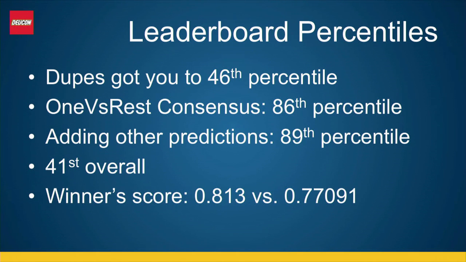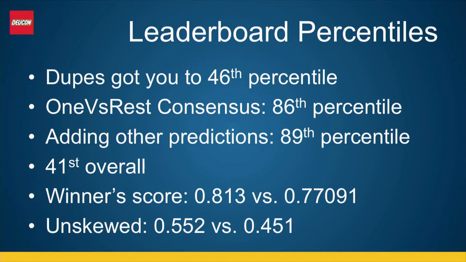Winner score was 0.813, so they got a little bit of boost after that was discovered. I mean, they kept working, versus 7791. It looks pretty close, but it actually isn't. So when you take out the dupes, 0.552 is basically what the leaders got, which is kind of near what the literature says the theoretical max should be, versus 451, which is what the contribution of the work I did there was. So there's still quite a ways to go.